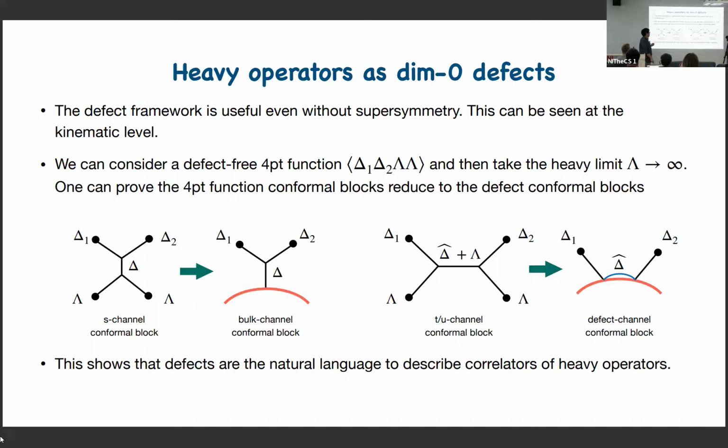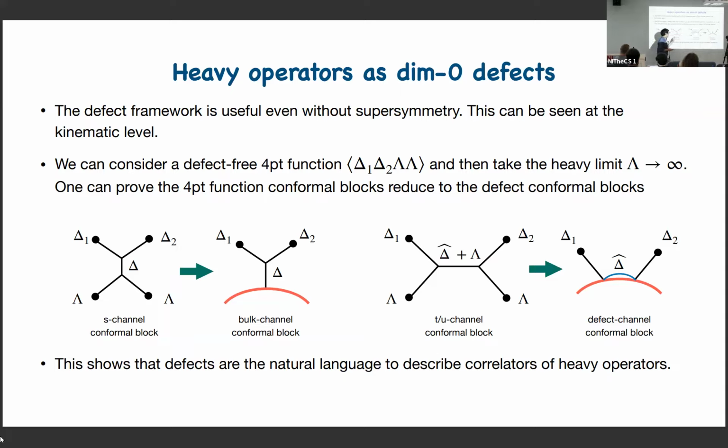More interestingly, for the T and U channel, what happens is that you should take the union of T and U channels after you take the large lambda limit. Also, in this exchange, the operator should have dimension delta hat plus the large dimension lambda. So if you take this limit, you find T and U channel conformal blocks. They combine into the defect channel conformal block where the exchange dimension is delta hat.